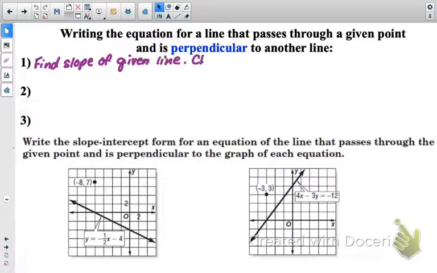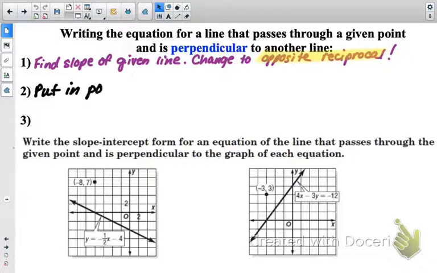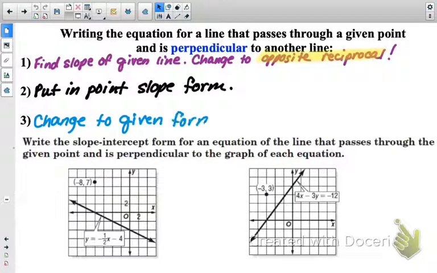Find the slope of the given line, but we need to change it to the opposite reciprocal because of perpendicular. All right, we can't just copy the same slope. That would be parallel. We need the opposite reciprocal for perpendicular. All right, put it in point slope form and then change to given form. So whatever form the question asks you to do.